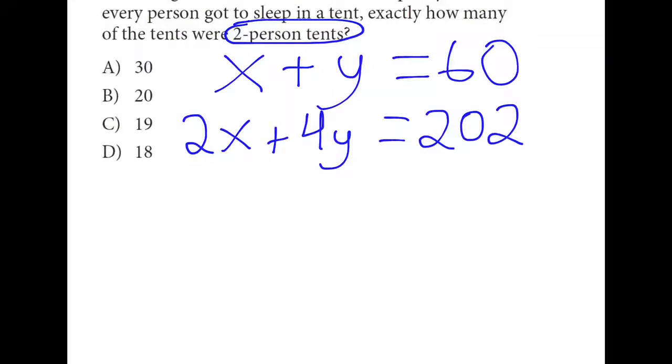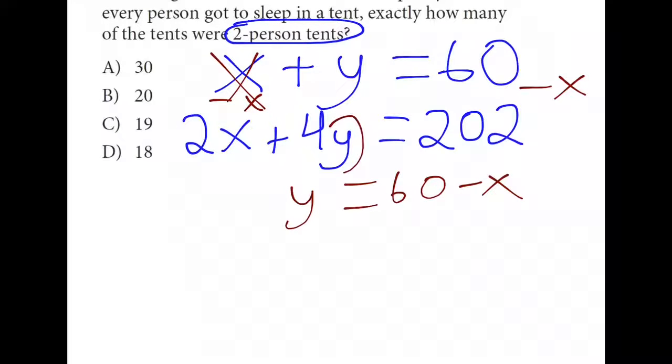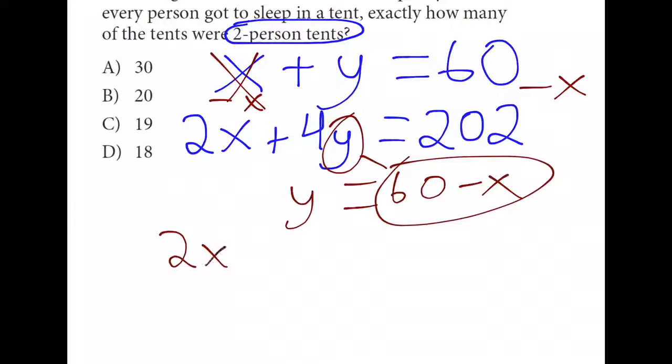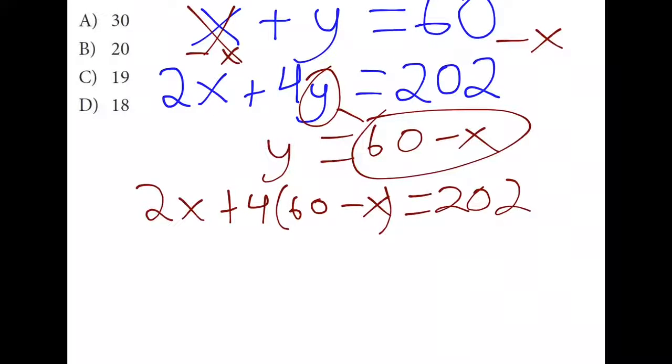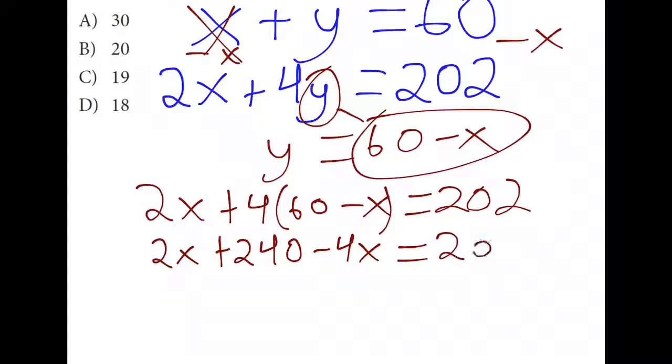So if we take X plus Y is equal to 60, and we subtract X from both sides, that part cancels out, and I'm left with Y is equal to 60 minus X. I can take Y in the second equation and replace it with what it's equal to. This gives me 2x plus 4 times the quantity 60 minus x is equal to 202. If I distribute, I have 2x plus 240 minus 4x is equal to 202.